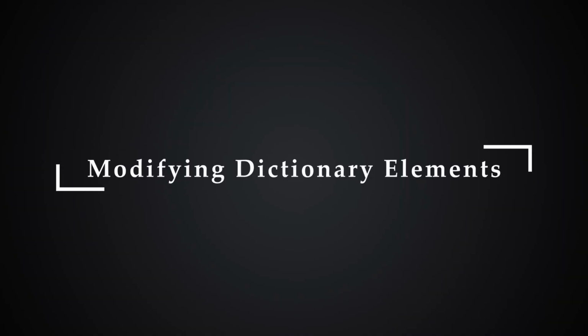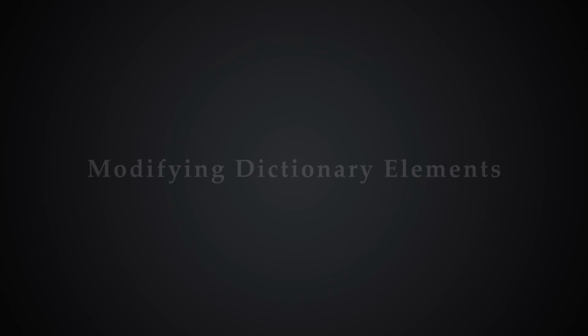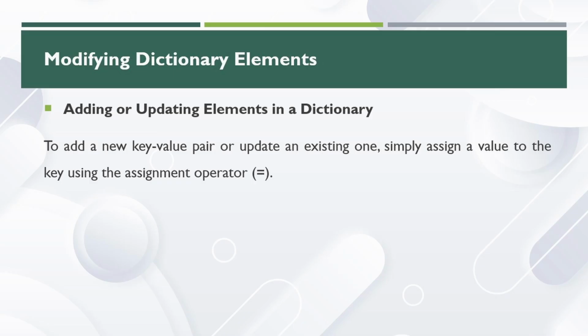Now let us talk about how to modify dictionary elements. To add or update a dictionary element, we assign a value to a key using the assignment operator. If the key does not exist, it is added, and if it does, the value gets updated.